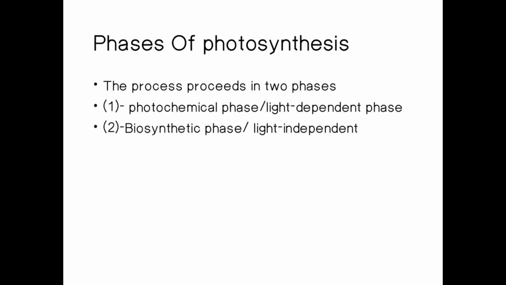So as we are trying to look for the mechanism of photosynthesis, I want you to know that photosynthesis takes place in phases, and there are two phases. The first phase is what we call the photochemical phase. You can also call it the light-dependent phase. Photochemical means it involves light and some chemical reactions. So since it involves light, we also call it the light-dependent phase. Then you have the biosynthetic phase.